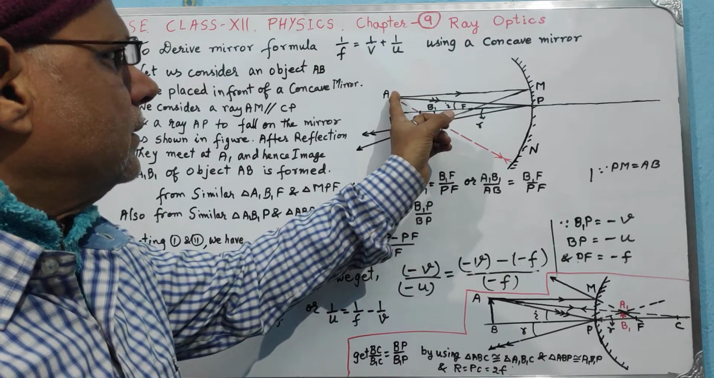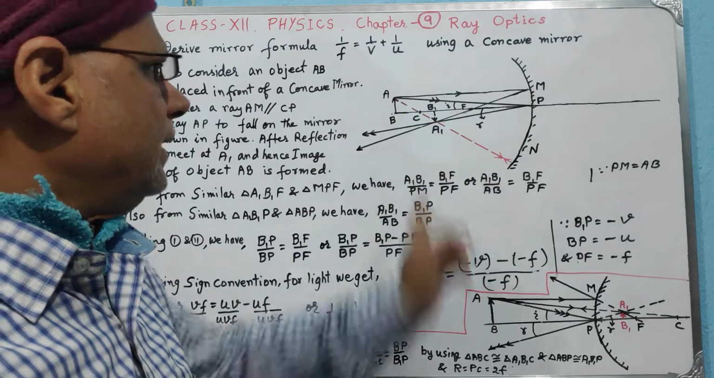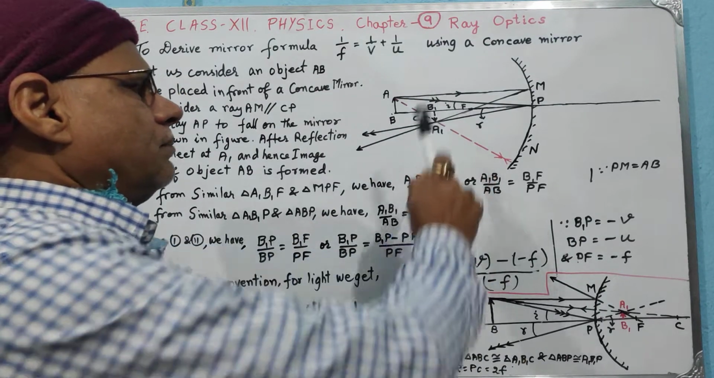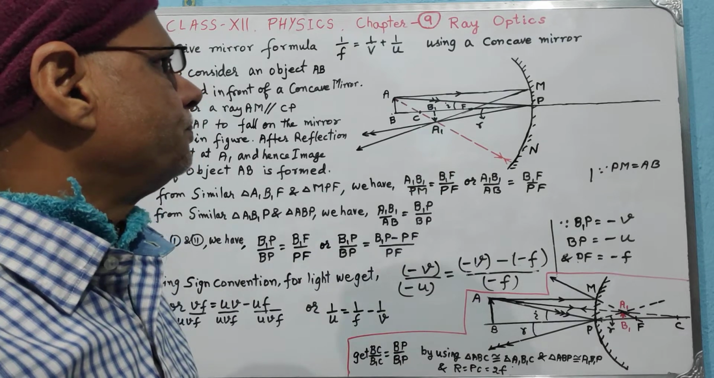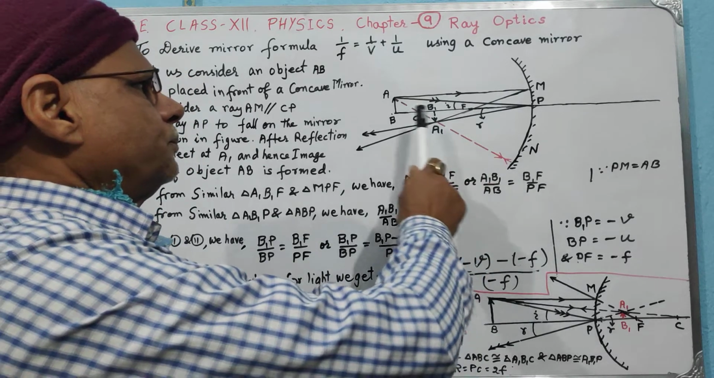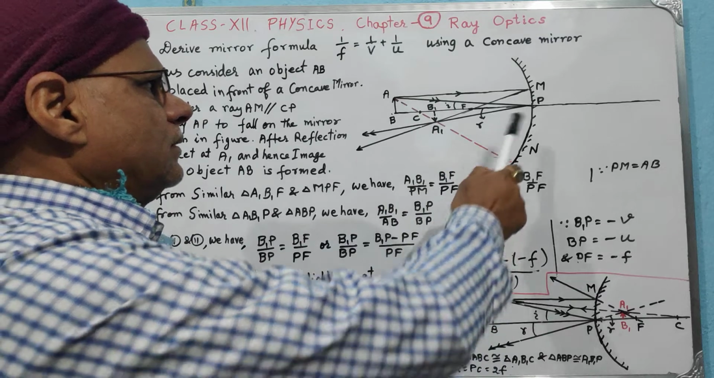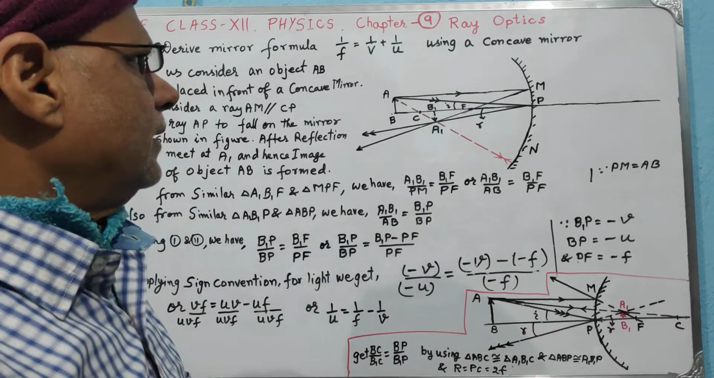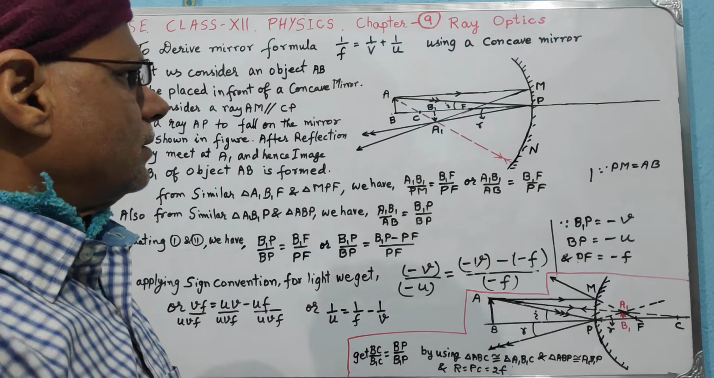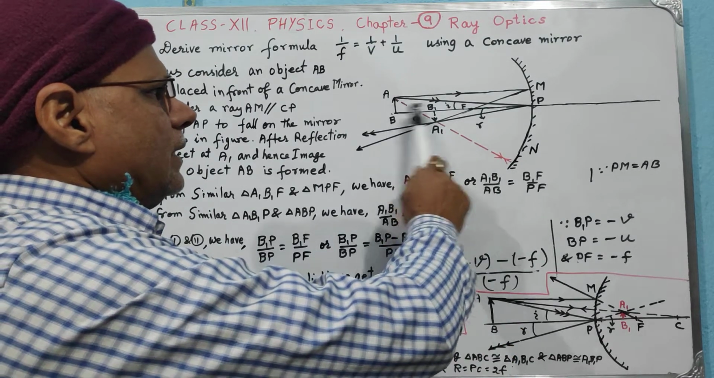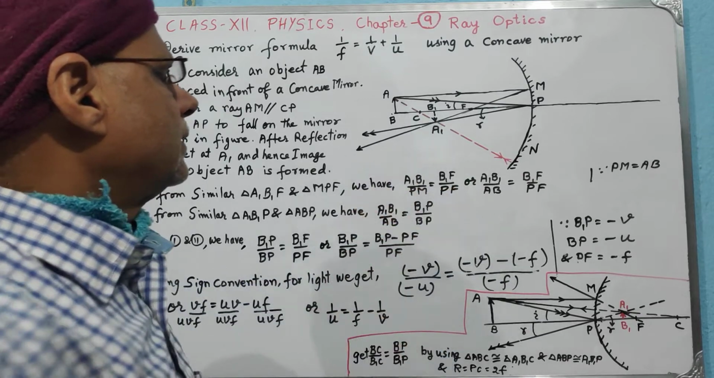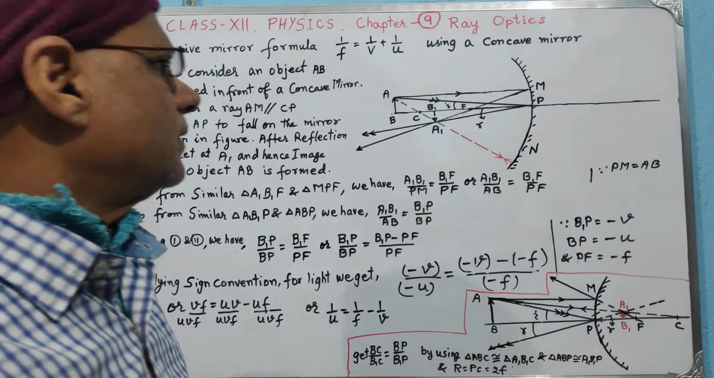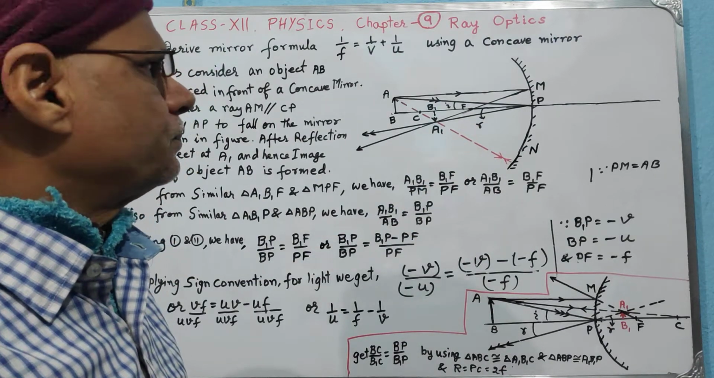whatever angle APB is nothing but angle of incidence, and so we have mentioned it by symbol i. And since PC is normal and PA1 is the reflected ray, therefore angle BPA1 is nothing but angle of reflection, and we have denoted it by small r.